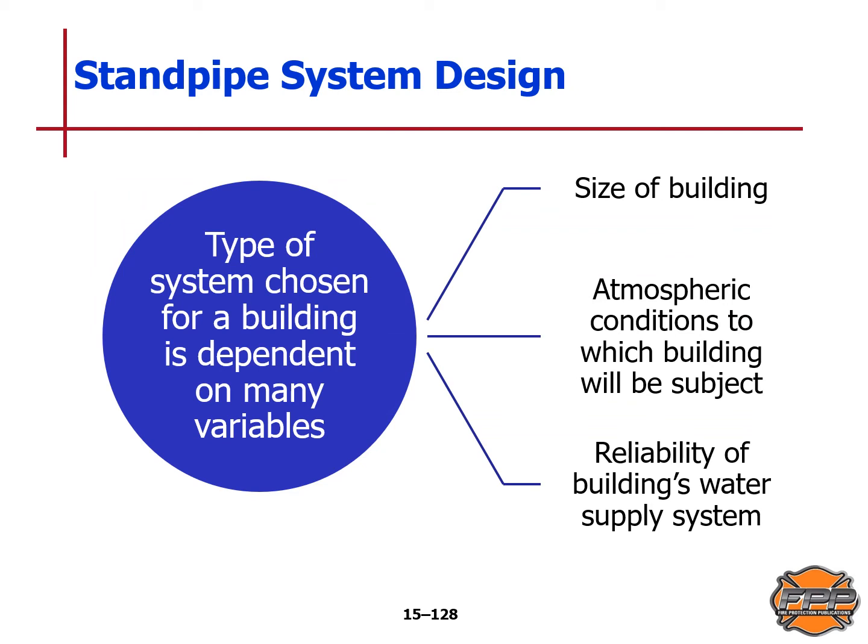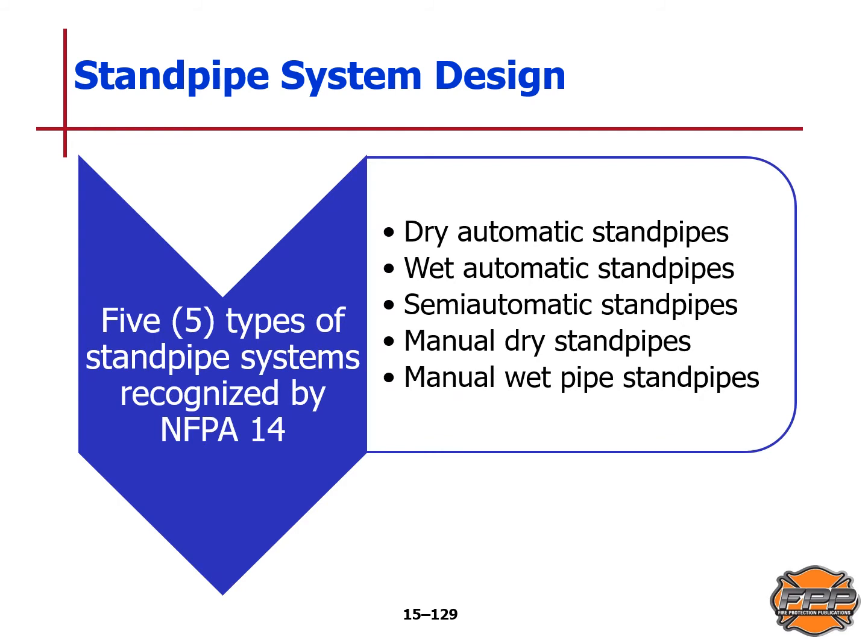The type of system chosen for a building is dependent on many variables. First, the size of the building. Second, the atmospheric conditions to which the building will be subject. And third, the reliability of the building's water supply system as a whole. There are 5 types of standpipe systems recognized by NFPA Standard 14: dry automatic standpipes, wet automatic standpipes, semi-automatic standpipes, manual dry standpipes, and manual wet pipe standpipes.